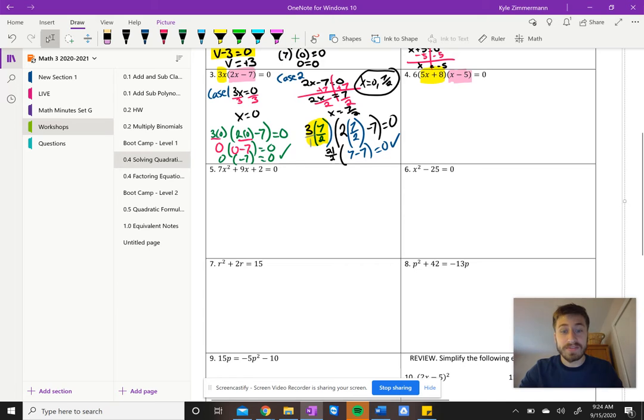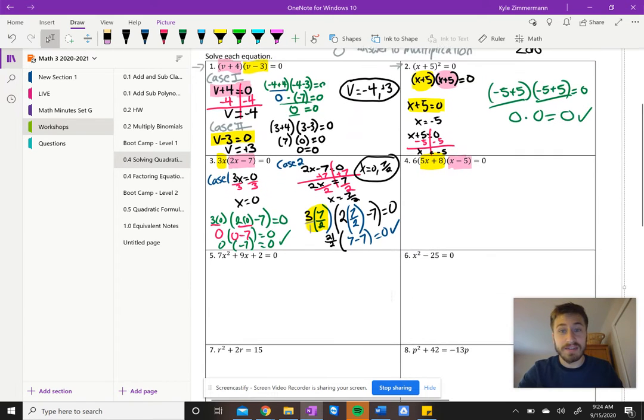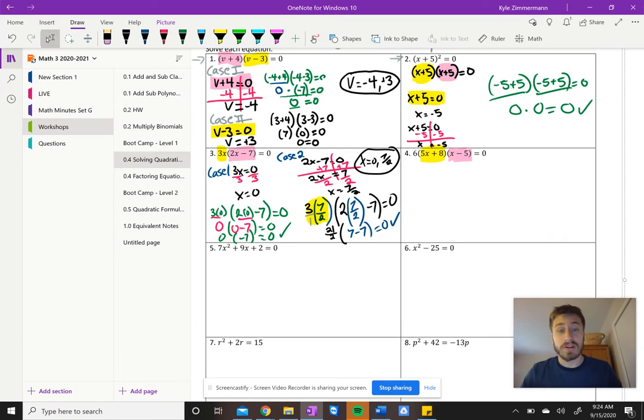For number 5, 6, 7, 8, and so on, you're going to see that these are not in factored form. So there is going to be a precursor step to all of these. To get a sense of what's going on, I need to factor it, and then I'm going to solve, and then I'm going to see what happens in case 1 and case 2. So we're building an extra step.